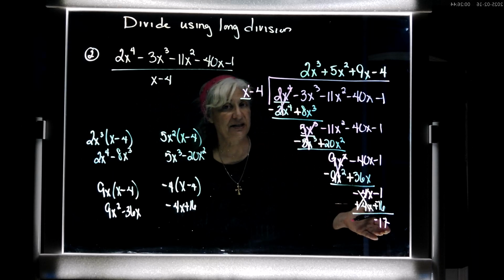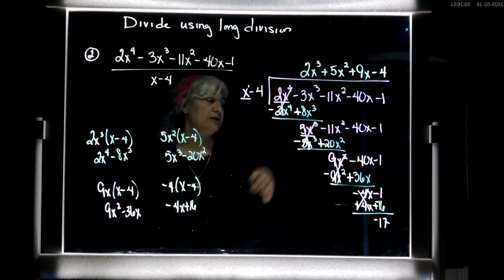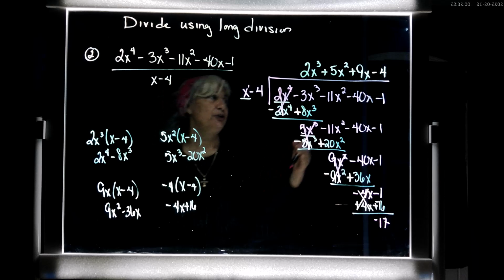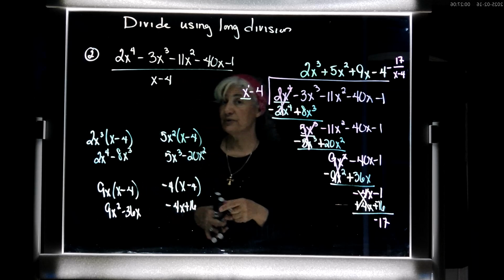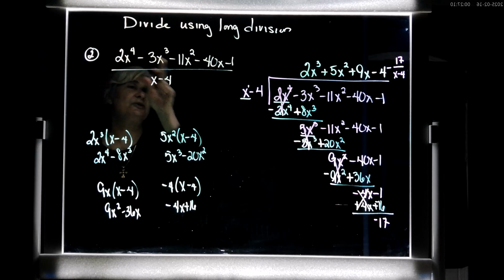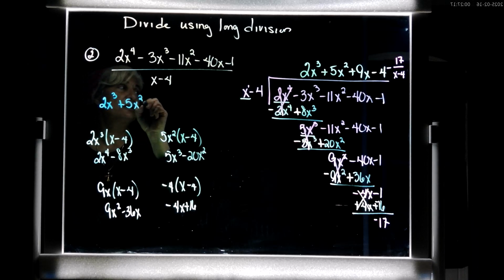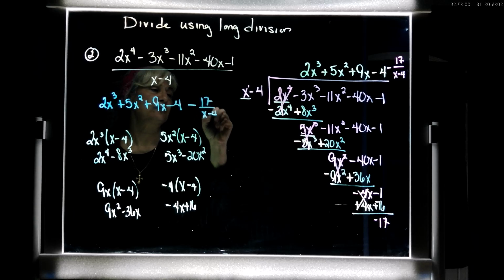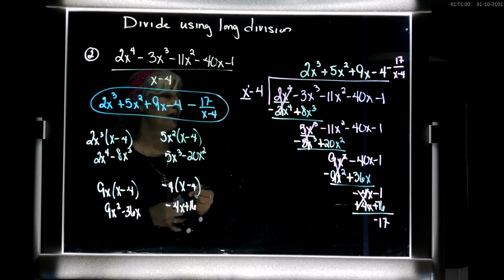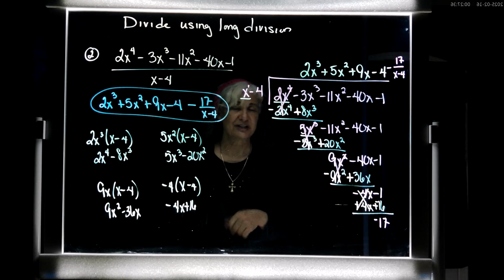Technically, this negative 17 with 0 x's is smaller than this binomial on the outside, which has a power of 1. So remember, what were you trying to do? You were trying to take the 17 and divide it by x minus 4. And oh yeah, that's a negative 17. So the result of taking this fourth degree polynomial, dividing by the first degree, was 2x to the third plus 5x squared plus 9x minus 4 minus 17 divided by x minus 4. Here is your result. And as we said, we should have gotten a third degree polynomial, and gratefully we did. Good? Okay, got another problem coming your way, so stay tuned.